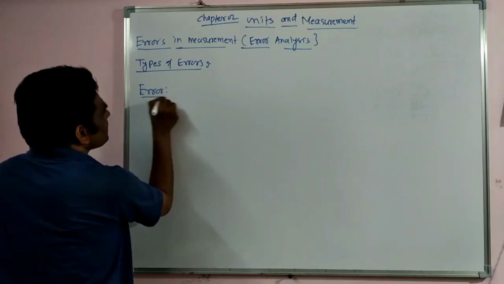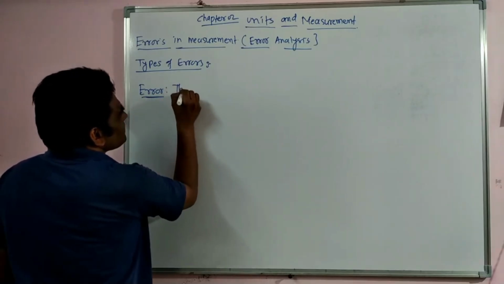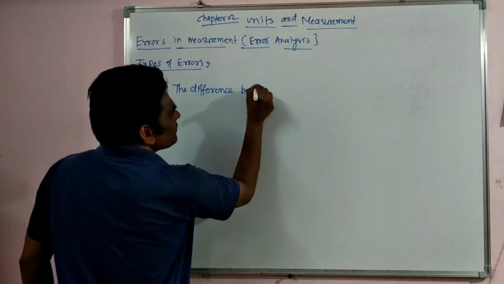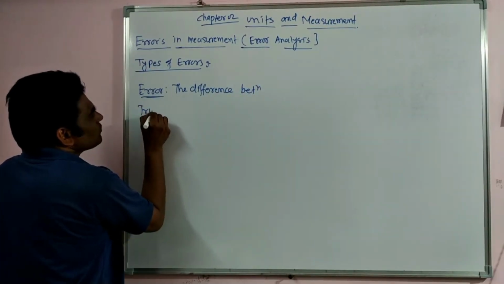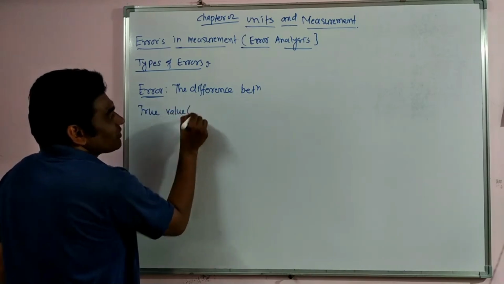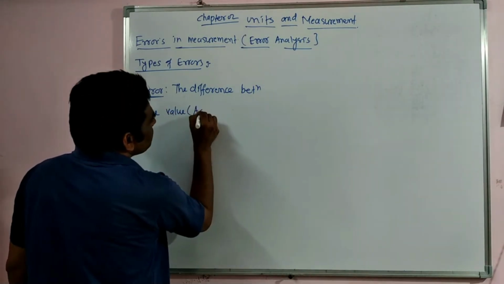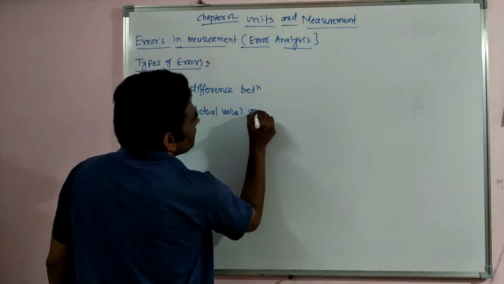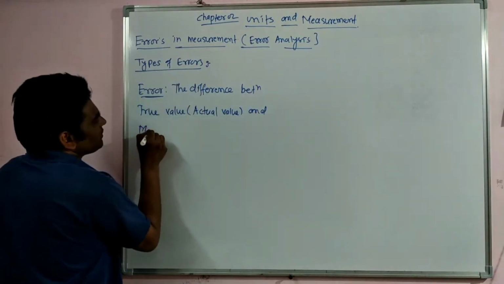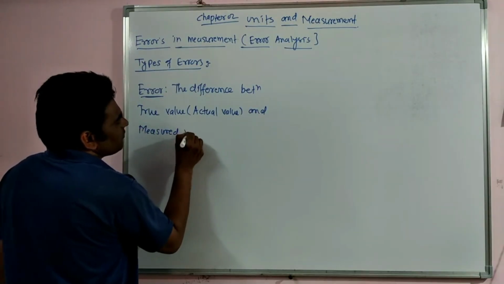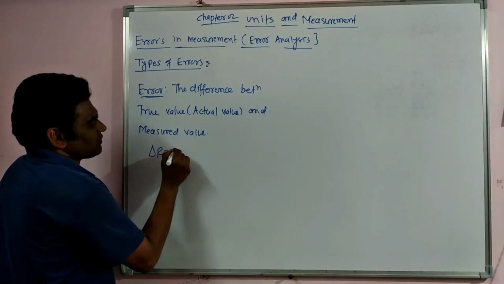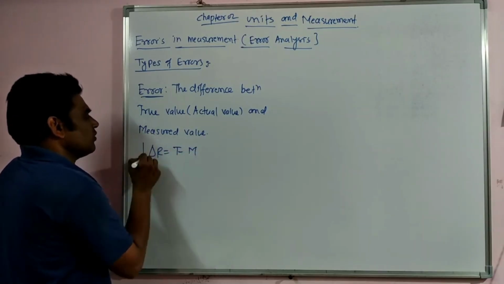Error is what? Error is the difference between true value, or true value means what? Actual value, and measured value. This is called error. True value and measured value. Okay.